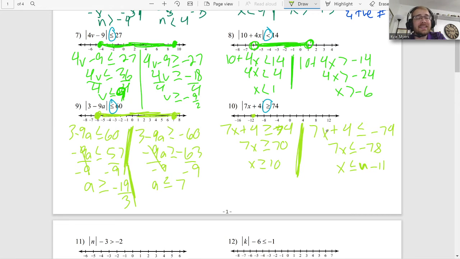Including, has to be less than. Notice this sign is a greater than sign. When it's that greater than sign, it's going to be or. And then here's 10 going this way.